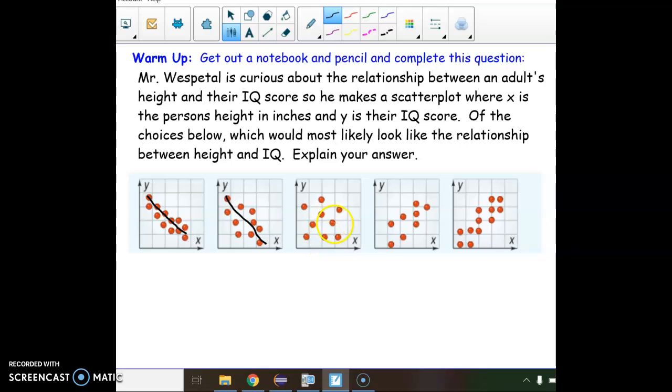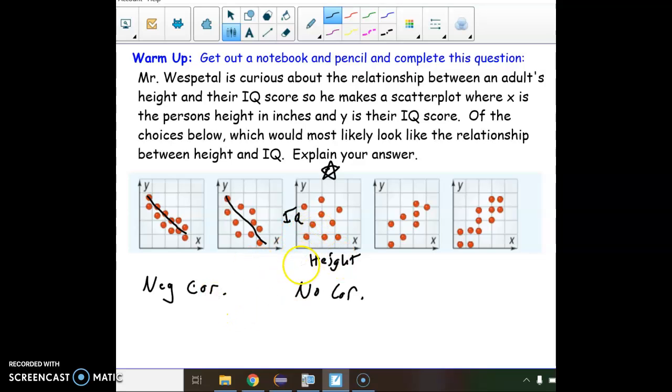You could have no correlation. So I guess I could mark this. This is negative correlation. This one is no correlation. That basically says as our height goes up along the x-axis, it does not affect our IQ score. So I think that would be the right one here. My hypothesis would be that there would be no relationship between your height and your IQ.